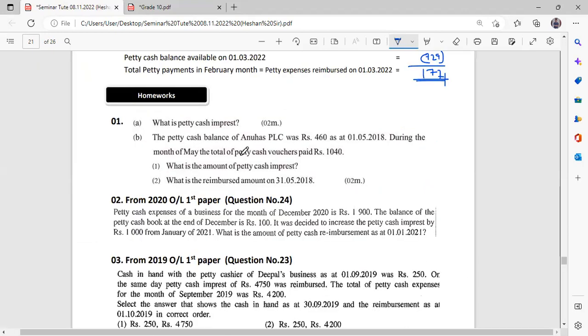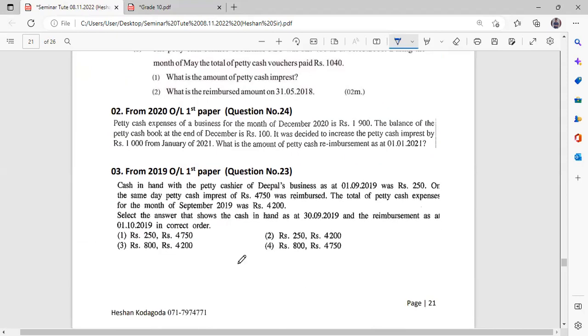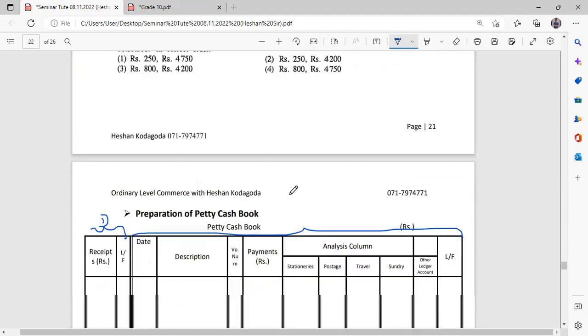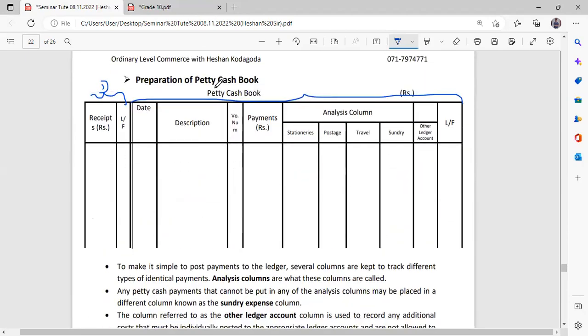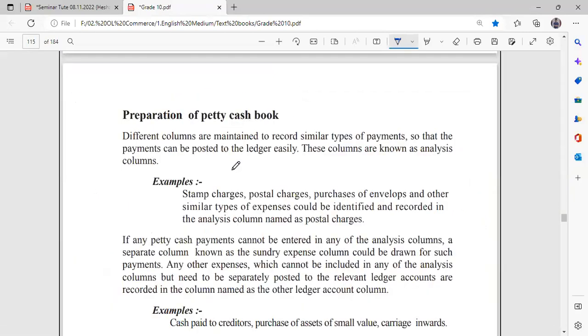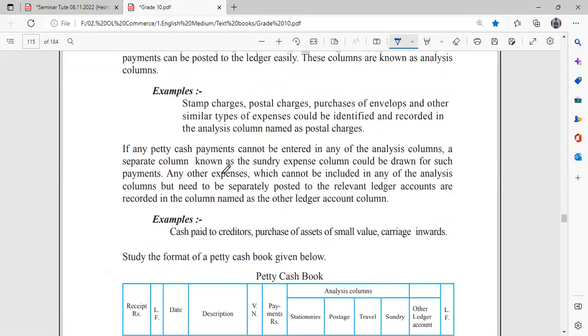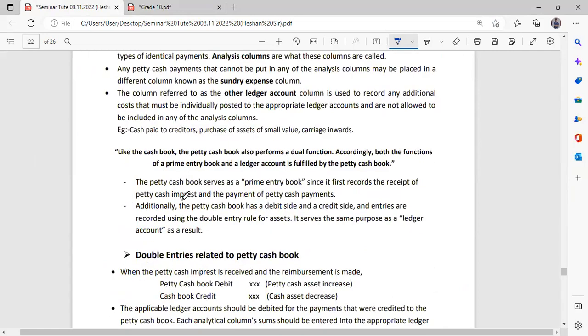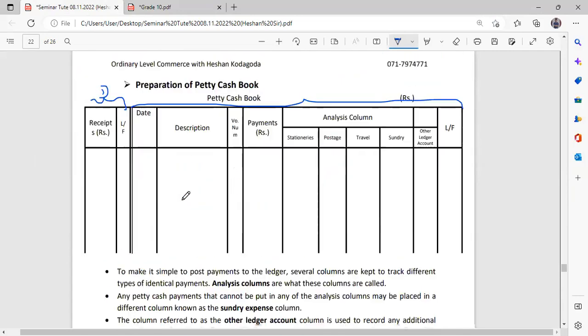Now these are the homeworks, right? So you can define what the petty cash imprest is, and these are the past paper questions. You can do this now. So I'm going to do the preparation of petty cash imprest. Now you know this is our petty cash book, right? Now you can identify our petty cash book.